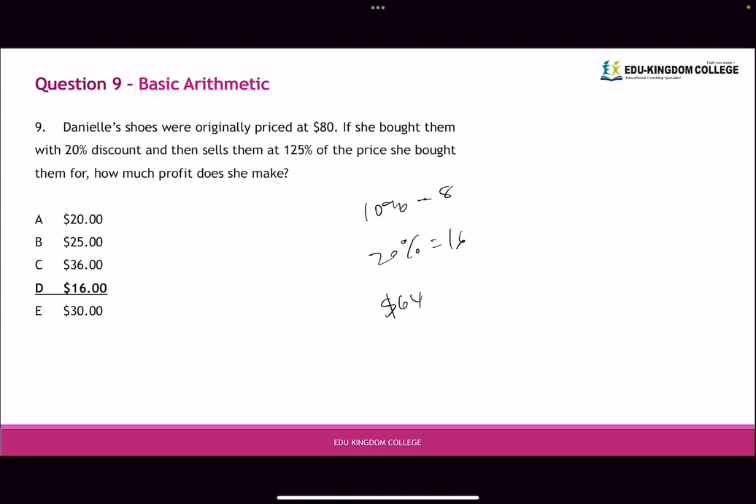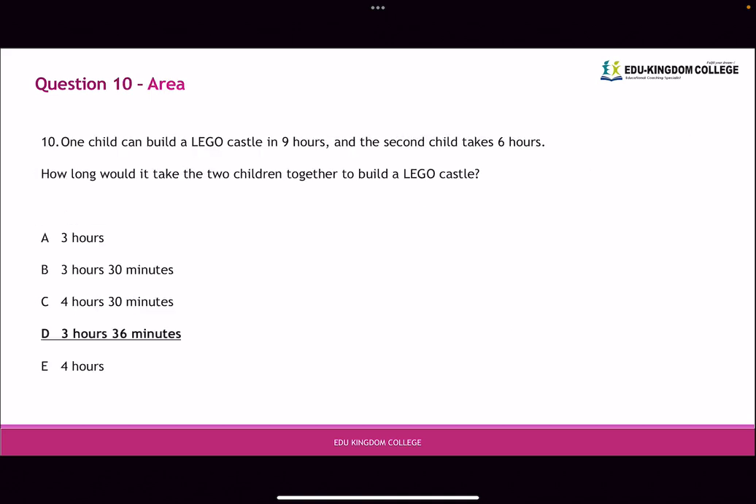So how much profit does she make? 125% equals 5 over 4. So 64 divided by 4 equals 16. So 16 times 5 equals 80. Okay, so basically 80 minus 64 equals 16. So she makes a $16 profit.